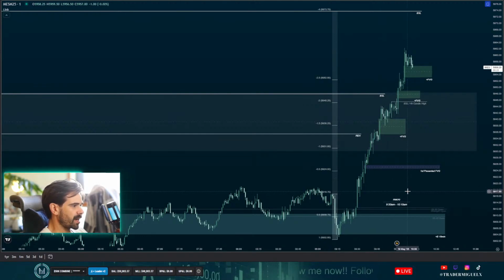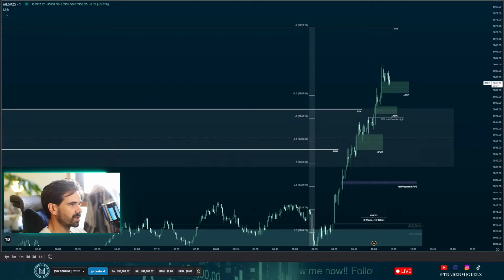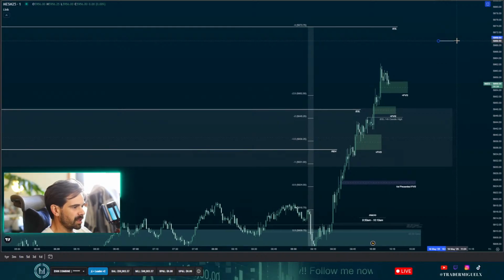So 950 macro to 1010 just delivered a good leg to the upside here. Usually, when you open a position inside a macro, you can eventually expect it to end in the next macro. Just like 1050 to 1110.